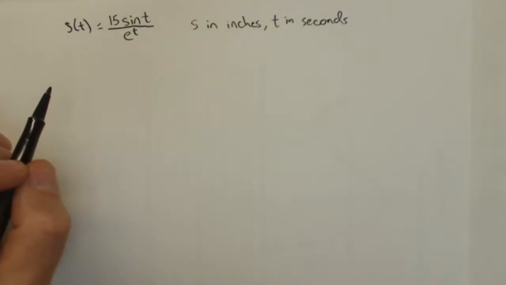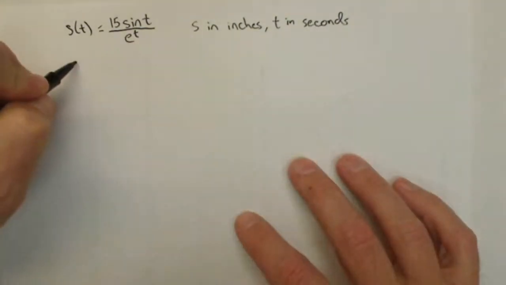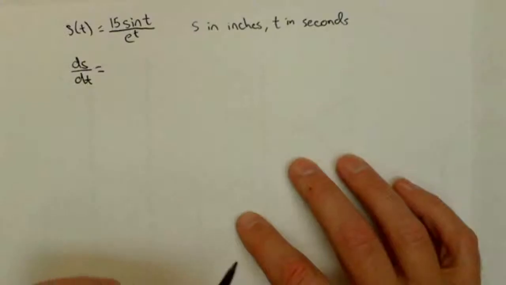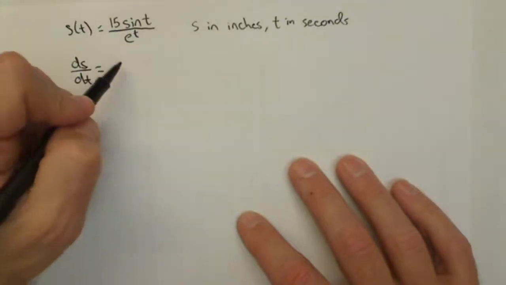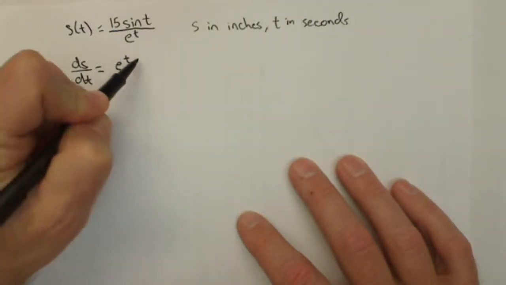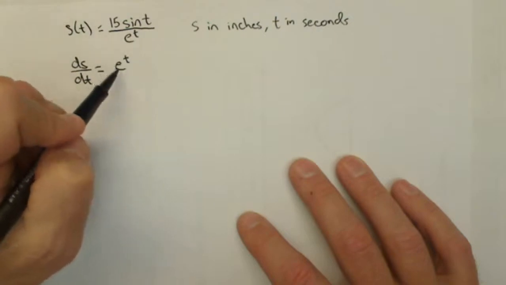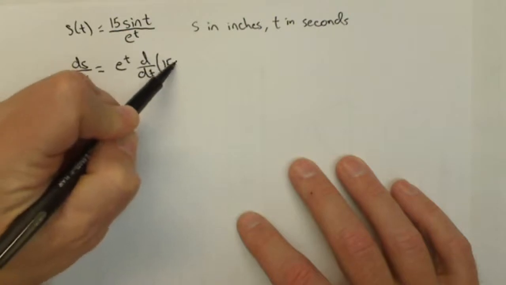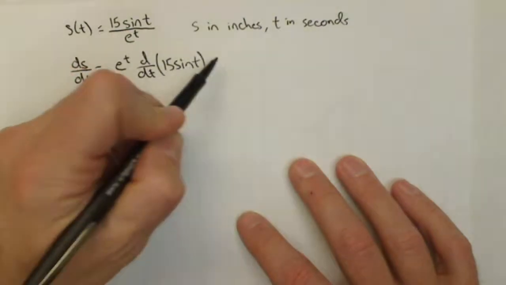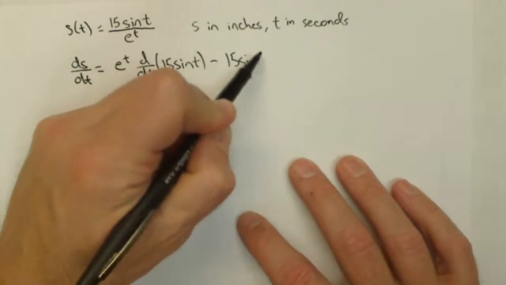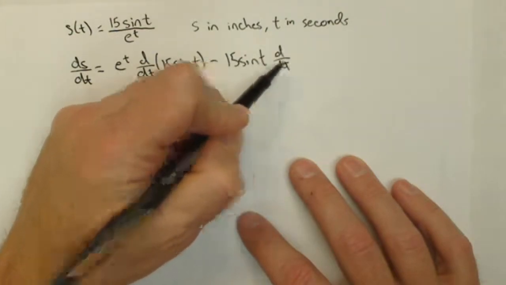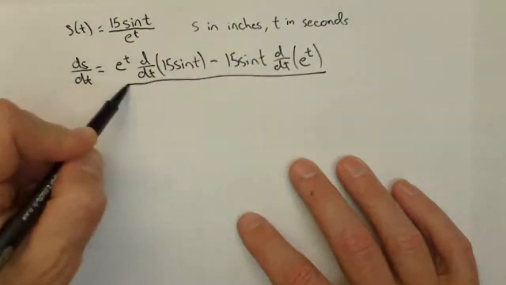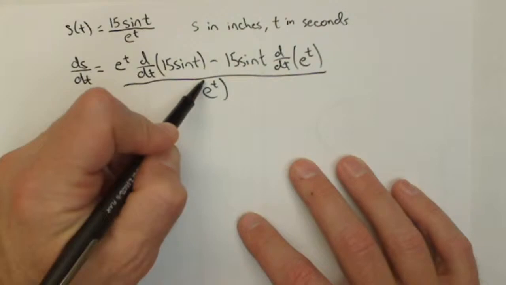So let's calculate S prime of t, or ds dt. Let's switch notations here. This is going to be a quotient rule. So that's the denominator times the derivative of the numerator, which is 15 sine t, minus 15 sine t times the derivative of the denominator, all over the denominator squared.